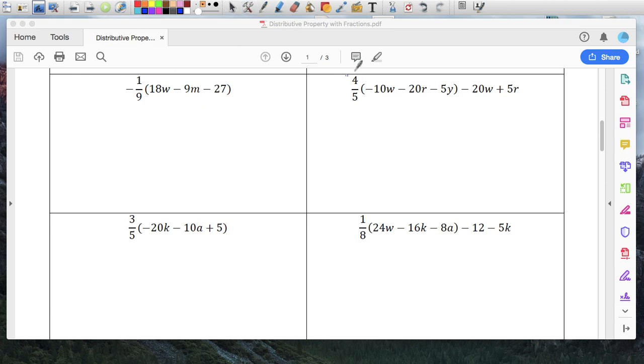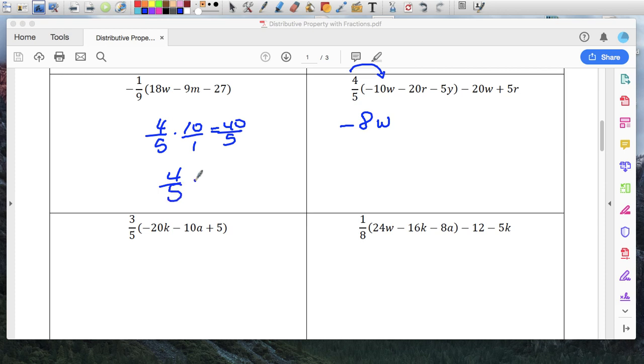This one, positive times a negative is a negative, so I get 4/5 multiplied by 10. I already took care of the sign, so I'm not going to worry about it. You can do this 2 ways: 4 times 10 divided by 5, or simplify before you multiply, however you want. If you do 4 times 10, it's 40, and at the bottom you get 5, so 40 divided by 5 is negative 8w.